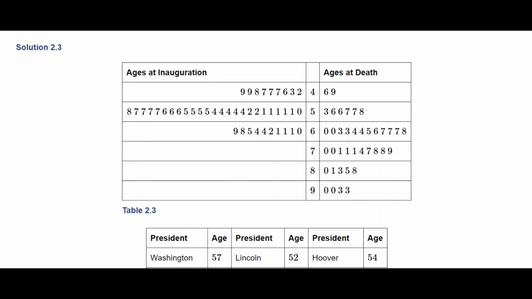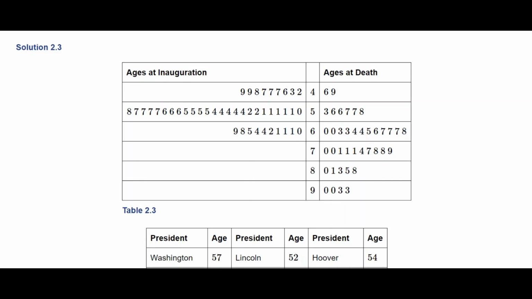Are you with me? So this is the information we have entered from what we searched. So starting from the stem, 42 was the minimum age at inauguration according to the left column, and 46 was the minimum age at death. Similarly, we can look at the maximum age of inauguration and the maximum age of death. Now we can see that the maximum age at inauguration was 69 from the column.